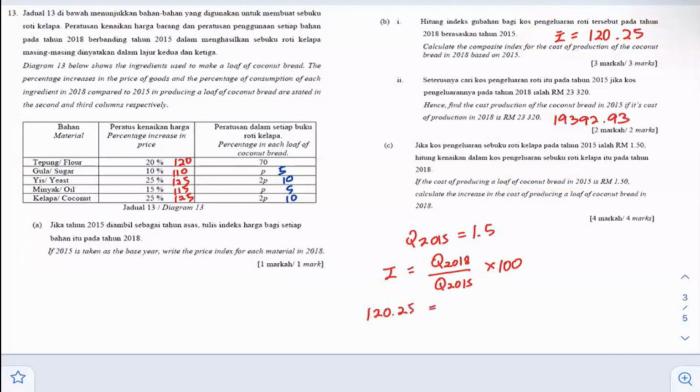So 120.25 equal to Q 2018 divided by 1.5 multiplied with 100. So Q 2018 will be equal to 120.25 multiplied with 1.5 divided by 100. And you get 1.8. So the answer is 1.8.